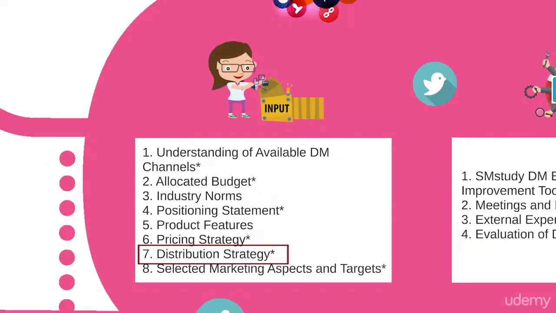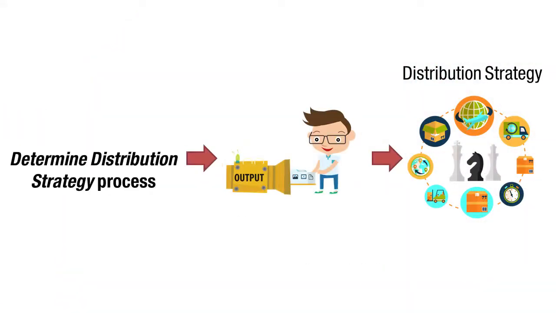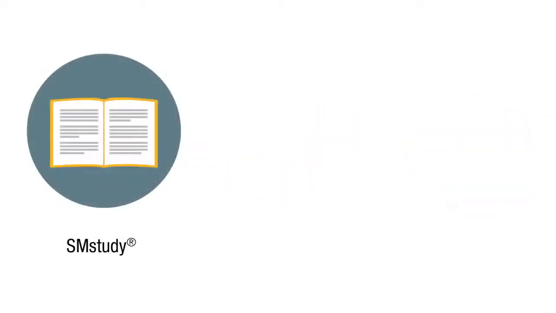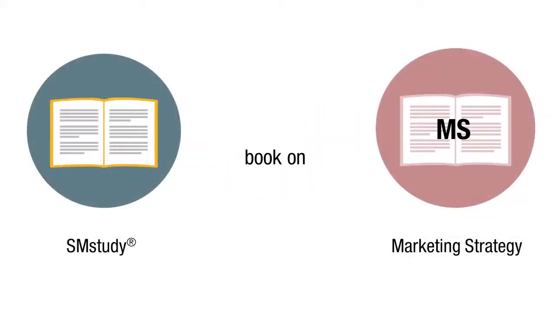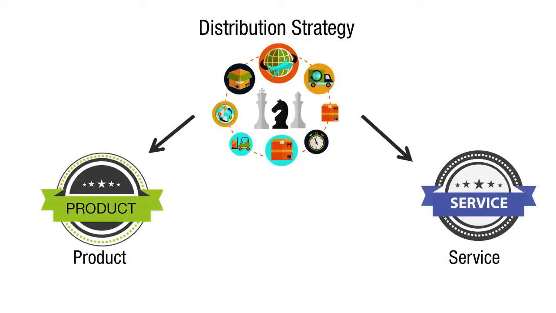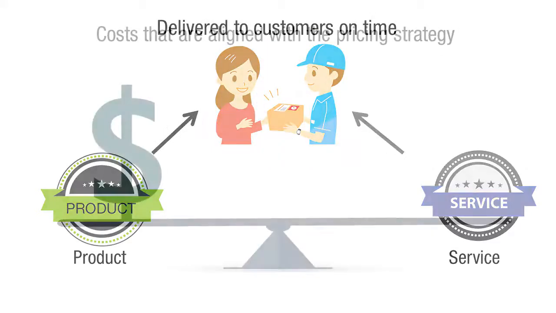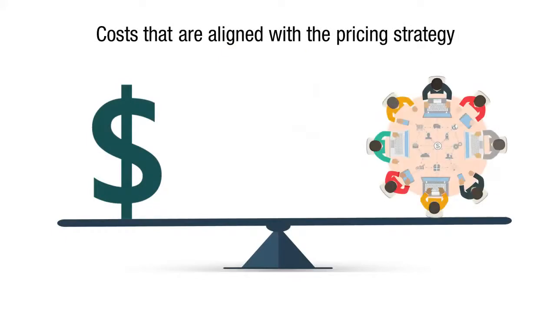Distribution strategy. The distribution strategy is an output of the Determine Distribution Strategy process in the SMstudy book on marketing strategy. The distribution strategy for a company's product or service focuses on ensuring that the product or service is delivered to customers on time, in the best possible manner, and with costs that are aligned with the pricing strategy.